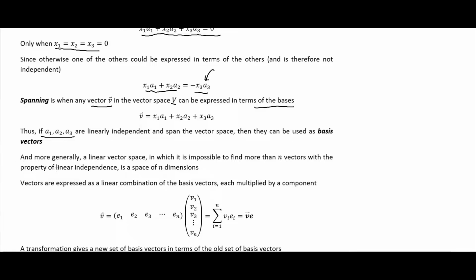And so more generally, a linear vector space in which it is impossible to find more than n vectors with the property of linear independence is a space of n dimensions. And so once you get to the point where you have basis vectors which can't be expressed in terms of any of the other basis vectors, then however many basis vectors you have is the dimensionality of your space. So vectors are expressed as a linear combination of the basis vectors, each multiplied by a component.